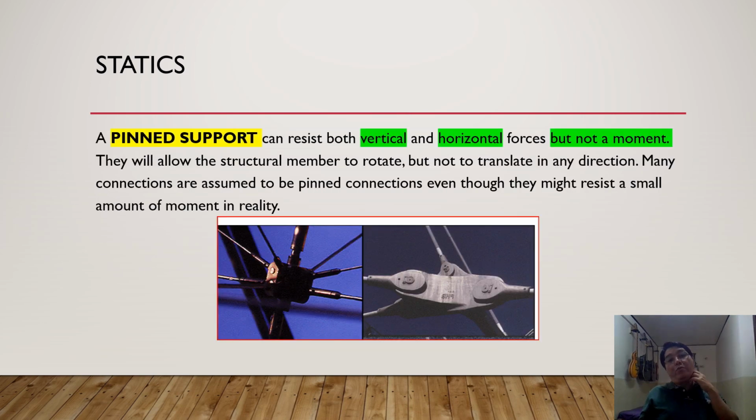Ano naman daw yung pin support? Yung pin support daw, it can resist both vertical and horizontal. Okay, kaya niyang i-resist yung vertical at saka yung horizontal load, but not the moment. Hindi niya kayang i-resist yung twisting. Okay? They will allow the structure member to rotate, but not to translate in any direction. Many connections are assumed to be pin connection even though they might resist a small amount of moment in reality. O totoo naman yun, kapag binigyan ka ng isang connection na pin, kaya niyang mag-resist ng moment pero hindi great amount of moment. Iikot at iikot yan pag malakas na yung pwersa.